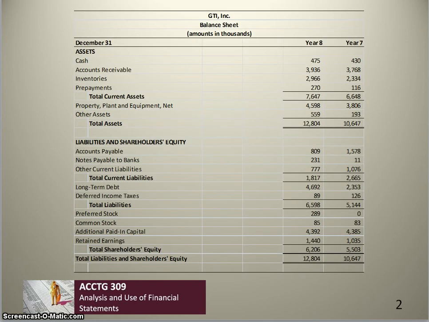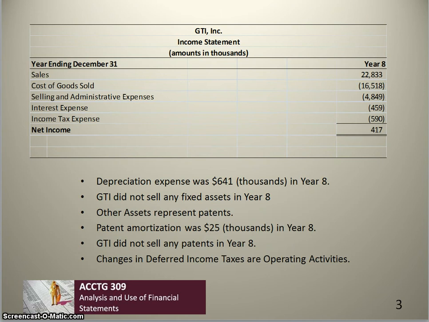For this example, we will use data for GTI Inc., which comes from problem 3.25 on page 220 of your text. In that problem, we were provided with balance sheets for GTI for the end of year 7 and the end of year 8. We're also provided with an income statement for GTI for year 8. And we're provided with some supplemental information.